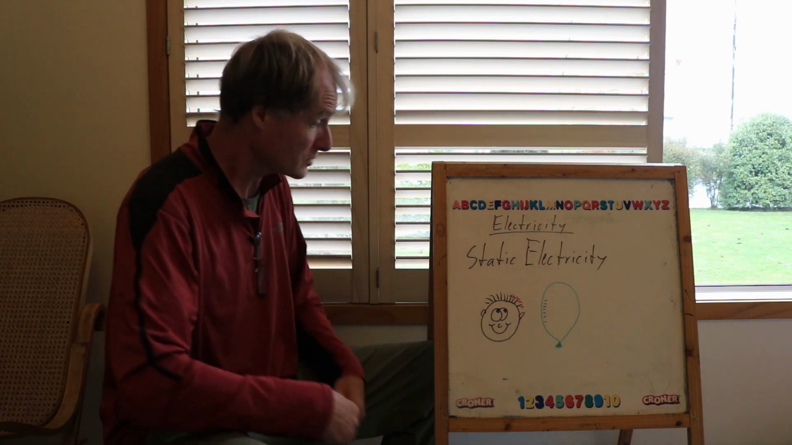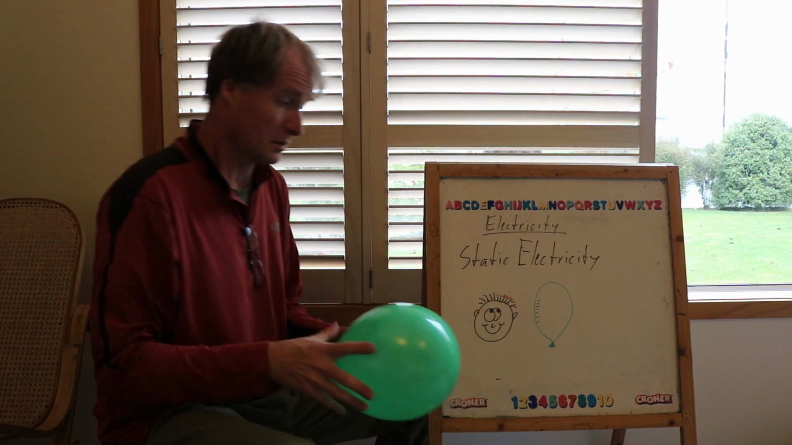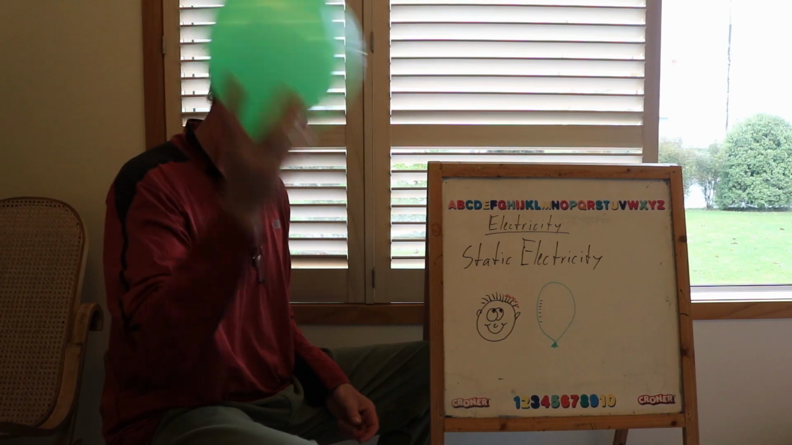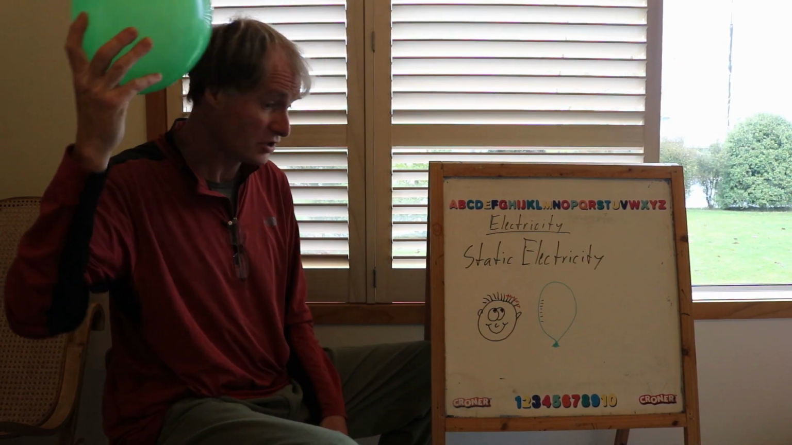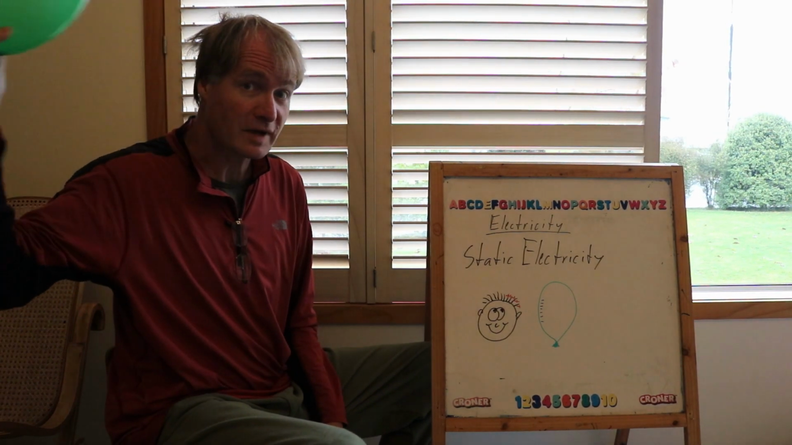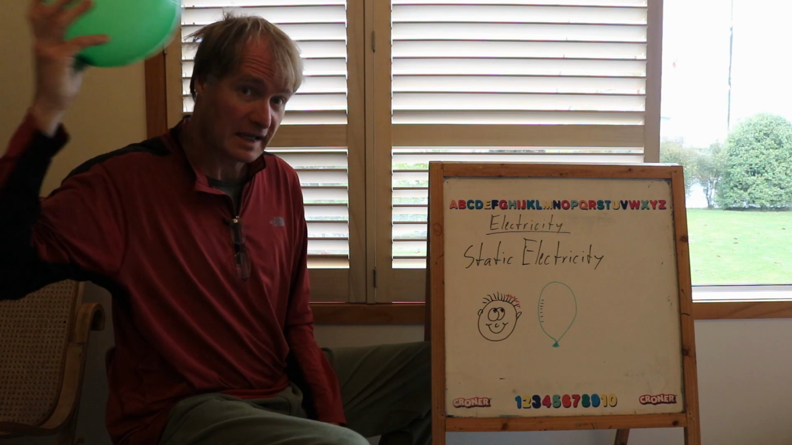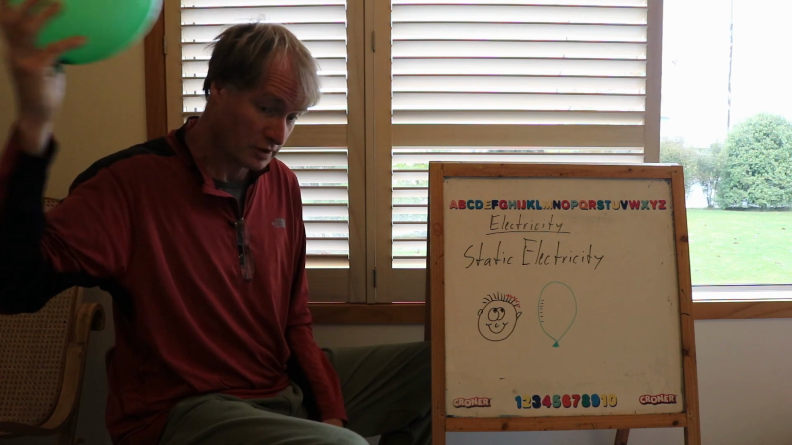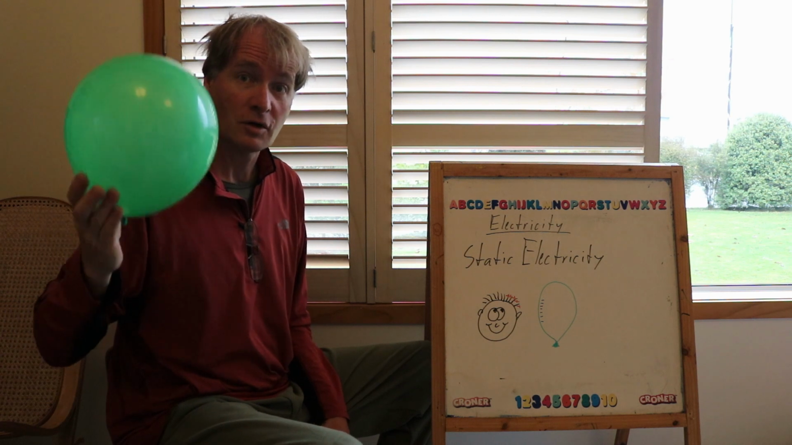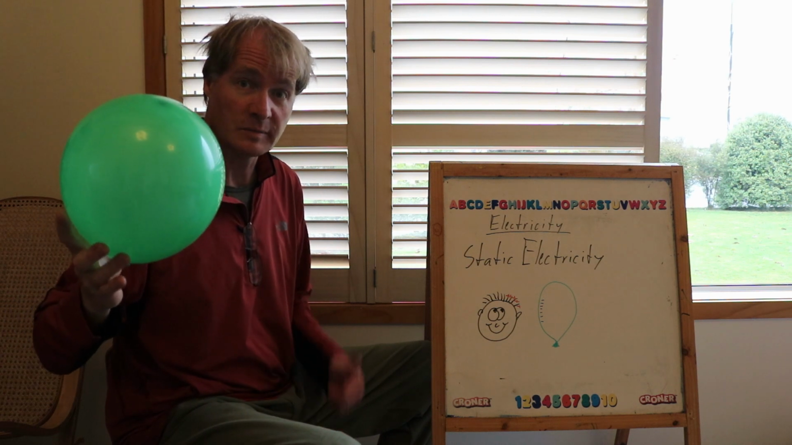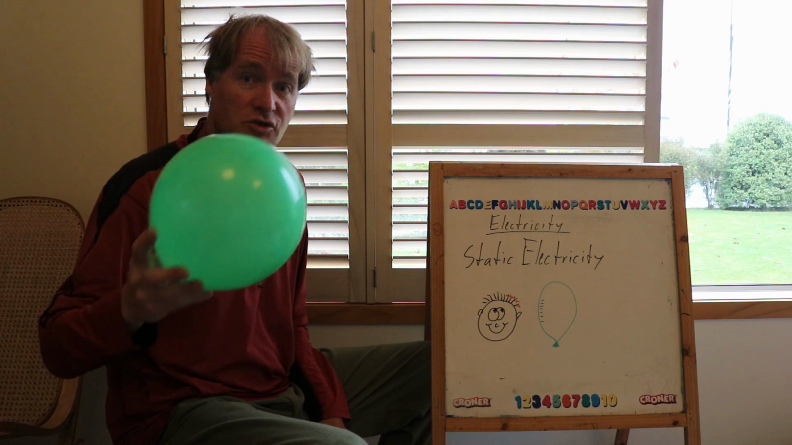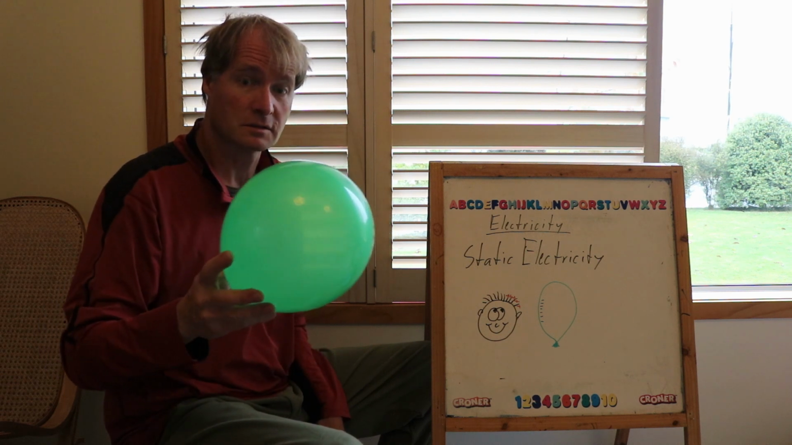Okay? So negative charge, balloon, positive charge, hair, they attract each other. So the hair tries to get to this balloon because the two objects have opposite charges. Key message here is opposite charges attract.